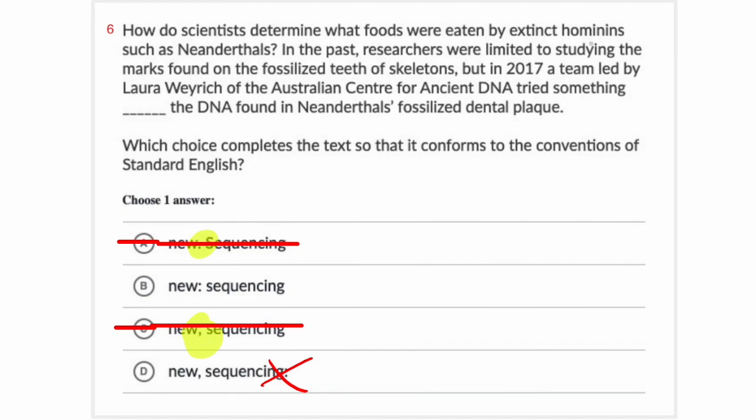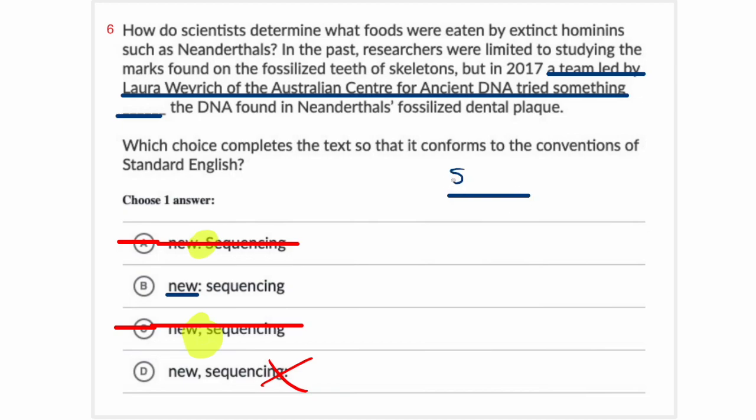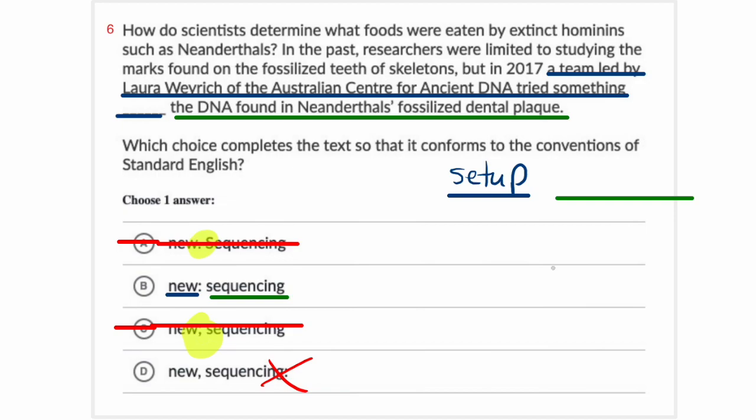So researchers were limited to studying the marks found on the fossilized teeth of skeletons, but in 2017, a team led by so-and-so tried something new. Well, what was that? Sequencing the DNA found in Neanderthals' fossilized dental plaque. So here I like to talk about with the colon the idea that we have a setup and then a payoff. The setup is something that builds toward something, creates a sense of expectation. And then the payoff fulfills that sense of expectation. And it's going to start with sequencing. So the setup and then the payoff.